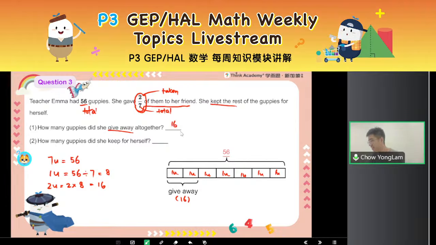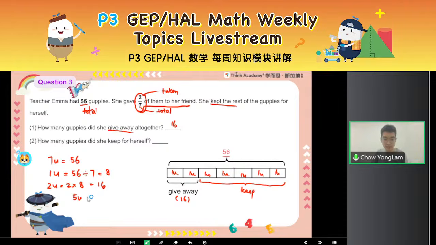Now, can you quickly tell me, how many did she keep? There are 2 ways to do this, right? Good, good. Number 1, you can just look at how many units did she keep. So maybe teacher Yonglam can label like this. This is the entire part that she keeps, which is 5 units.